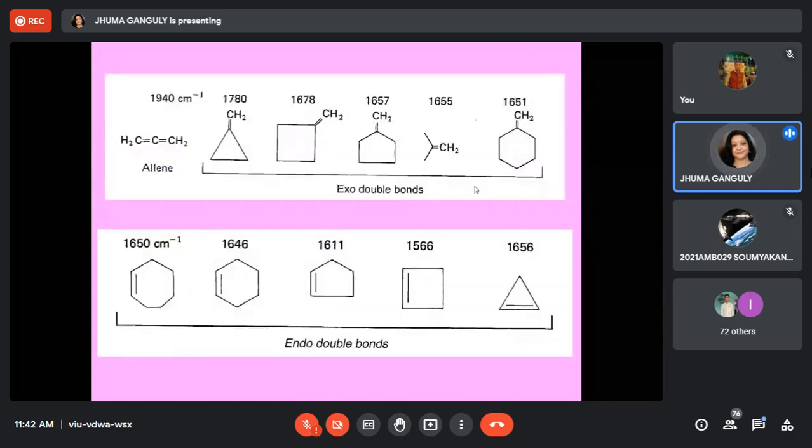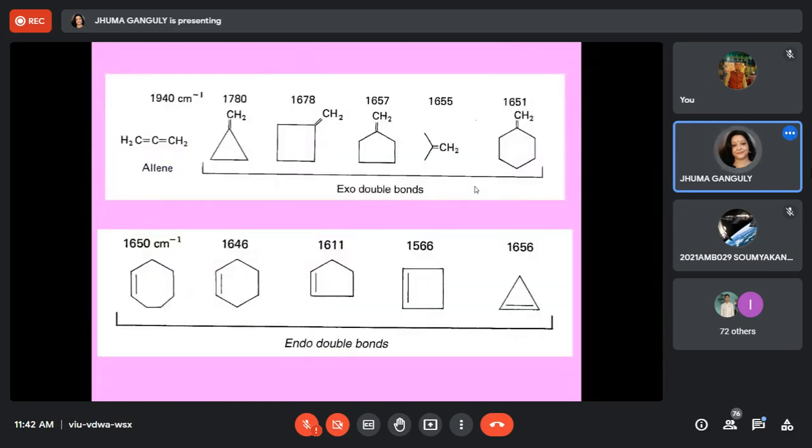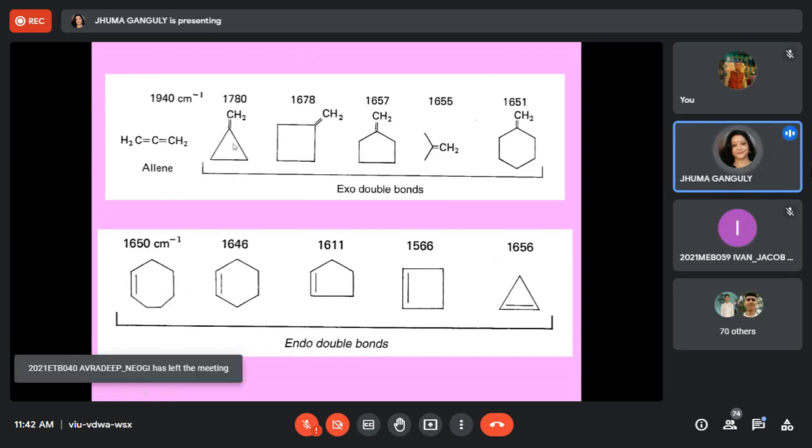Okay, this one we will explain later on, but for your interest, go through the Pavia book and you will get this. There is an allene, and then this type of molecule with 3-member, 4-member, 5-member rings, and just one, and then again we will have a 6-member.